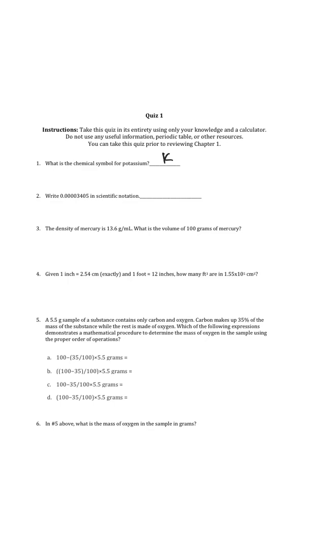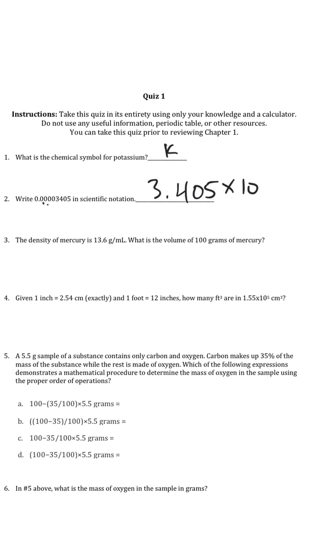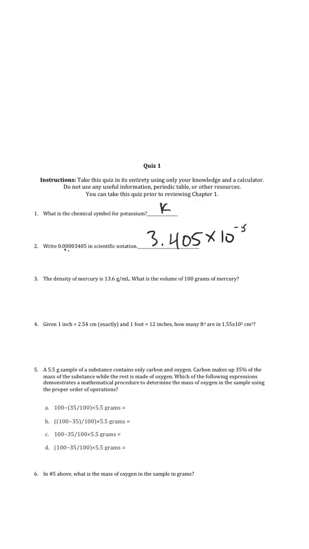Write the number here in scientific notation. So that's going to be 3.405 times 10 to whatever the power needs to be. It's going to be negative 1, 2, let me zoom in a touch here. So that'll be minus 1, 2, 3, 4, 5, times 10 to the minus 5.